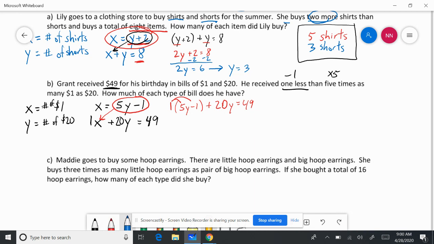So if we're looking at this, 5 plus 20 is 25y, minus 1 equals 49. What I'm going to do is add 1 to both sides, and I get 25y is equal to 50. I divide by 25, so y is equal to 2. So that tells me that I have two $20 bills.